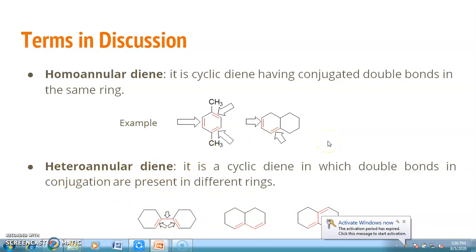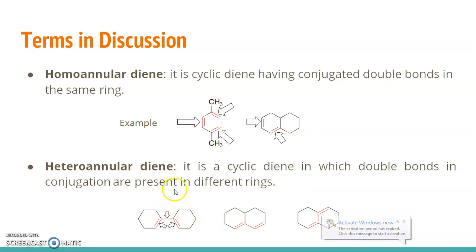So what is a heteroannular diene? A heteroannular diene is a cyclic diene in which the double bonds are in conjugation and are present in different ring systems. I have one more example here where one double bond is in one ring system, followed by a single bond and followed by a double bond, where that double bond is in another ring system. So if there is a conjugated diene where the two double bonds are not in the same ring system, we call it a heteroannular diene. So is this example. I have highlighted this portion in red. That is a conjugated diene, but the double bonds are not in the same ring system.